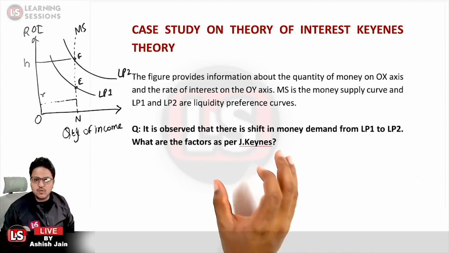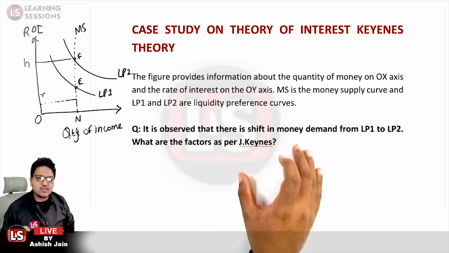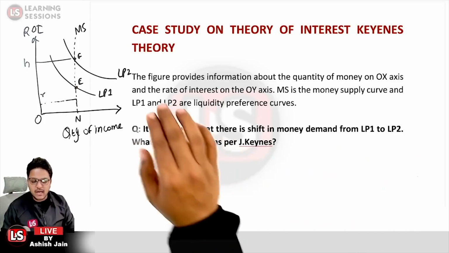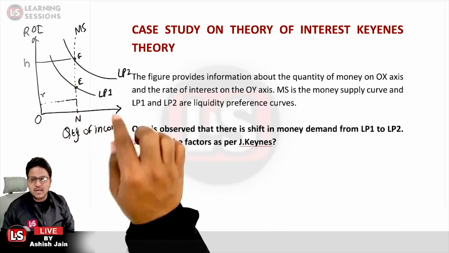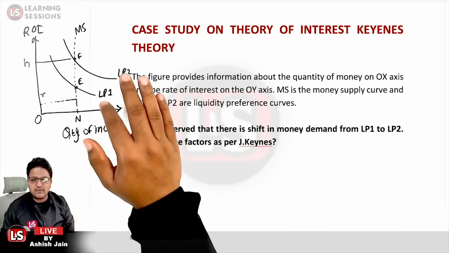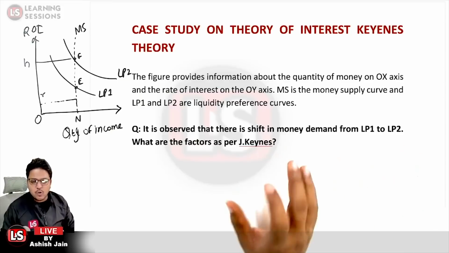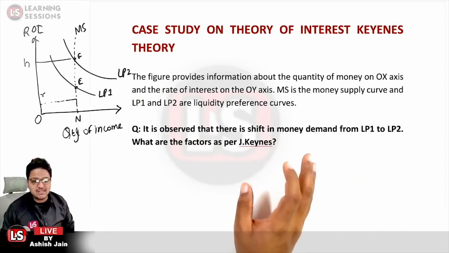Let's move to question number 2 over here, which says it is observed that there is a shift in money demand from LP1 to LP2. I already told you that these are money demand curves, and further there is a shift: previously it was LP1, now it is LP2. Why is this shift there? So I already told you that as per J.M. Keynes, there are two factors.